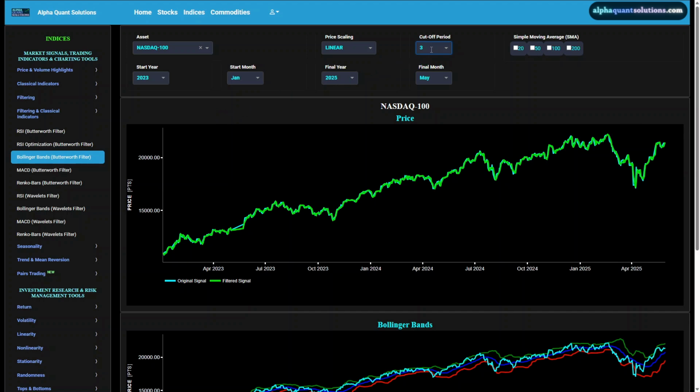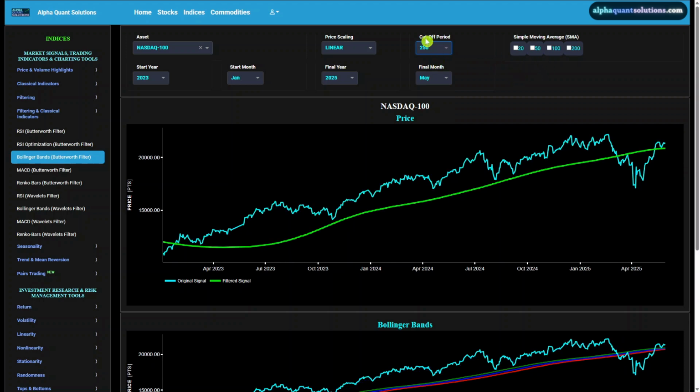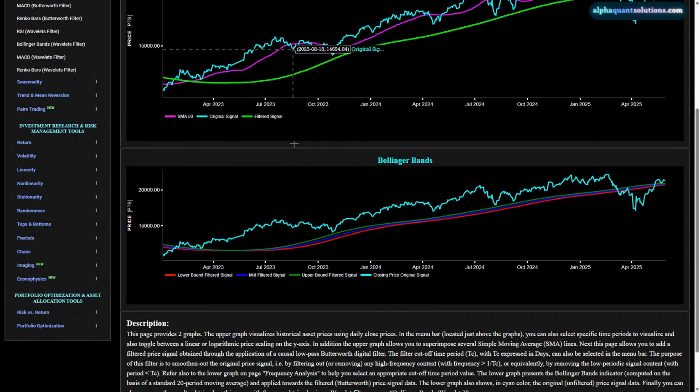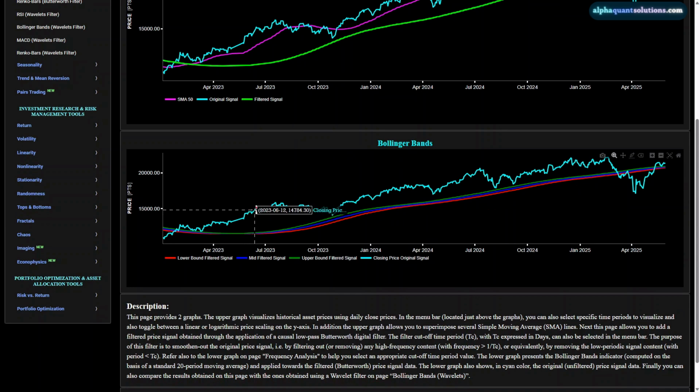So in this specific example, we will select 250 days as the cutoff frequency for the filter, and we will also use an SMA of 50. On the top graph, you see the blue line is the unfiltered price of the Nasdaq, the green is the filtered price, and the magenta is the SMA 50 of the blue line. The bottom graph shows in light blue the original unfiltered price, and then the three Bollinger Band signals. So in green, the upper boundary, in dark blue, the mid range, and the lower boundary is in red.